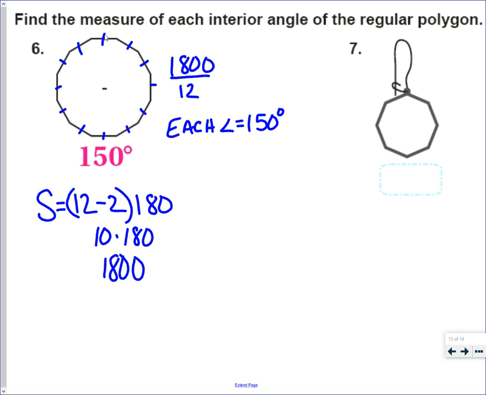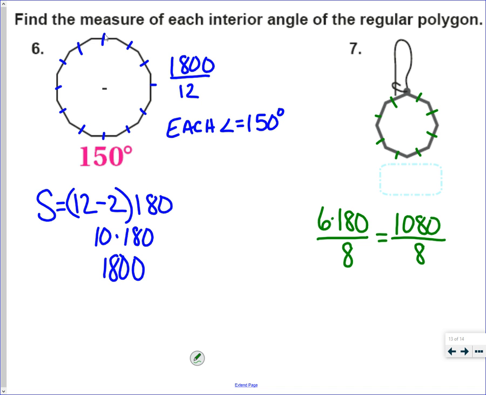For number 7, this last one, we've got 1, 2, 3, 4, 5, 6, 7, 8 sides. This is an octagon. 8 sides would be 6 triangles, so I would have 6 times 180. I'm going to show you how I would write this out personally. 6 times 180 would give me the total of all of the degrees, but I'd have to divide it by 8 angles. This is how I'd find one angle. So 6 times 180 is 1080, and then divide that by 8, which would give me 135 degrees for one of those angles.